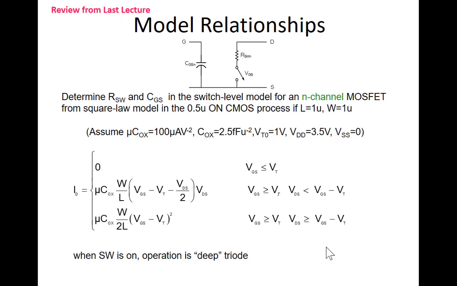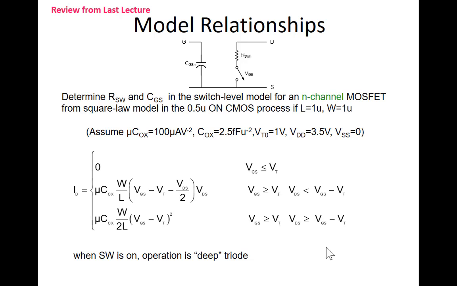This was our square law model. And I'd like to now determine the relationship between our switch level models and our square law models. So last time, Robert looked at the relationship between the switch resistance and the gate to source capacitance for an N-channel MOSFET from the square law model that we've derived. Here's the square law model.